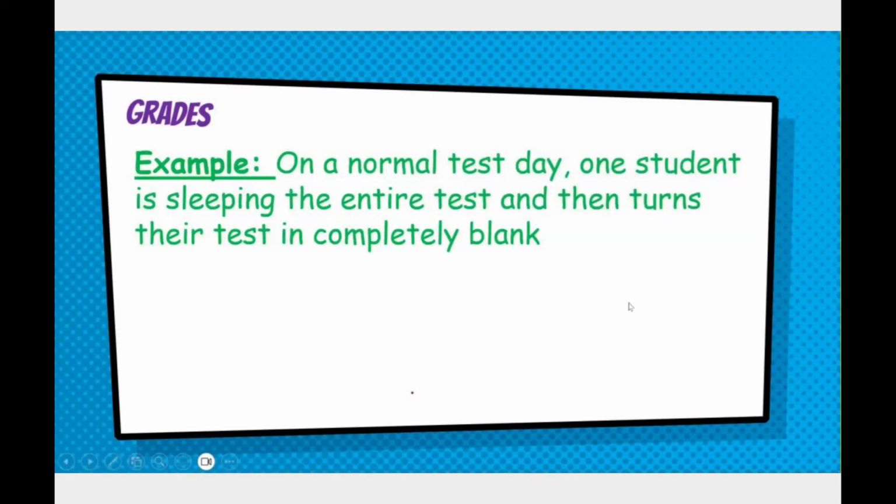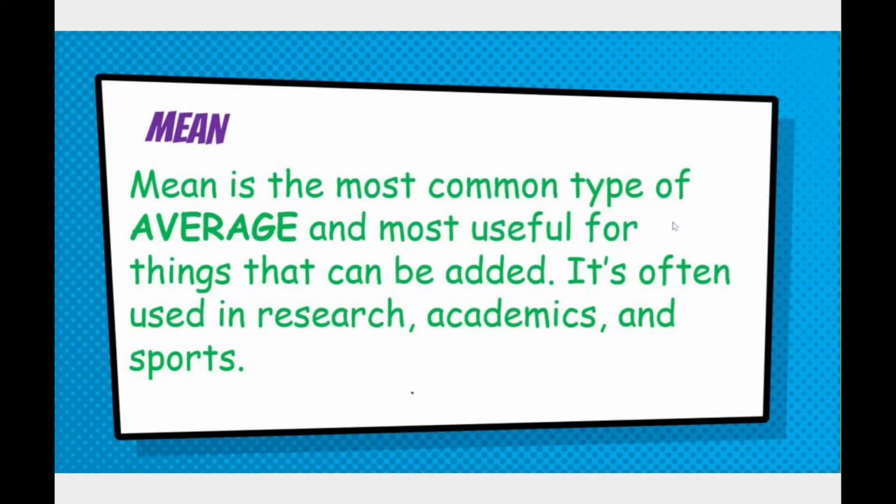Here's an example too. On a normal test day, one student is sleeping the entire test and then turns in their test completely blank and gets a 0. I'm going to expect somewhere between the 70s and 100s for most of my grades on a test, and in most cases it's higher than B's. So that one 0 is going to throw off my average. But if I did my median, that would probably give me a better measure of center.